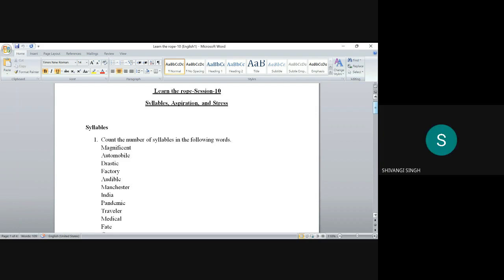Magnificent. The count is 4. They are mag, then knee, then fee, and then say. Okay, you're giving me the combined syllable.